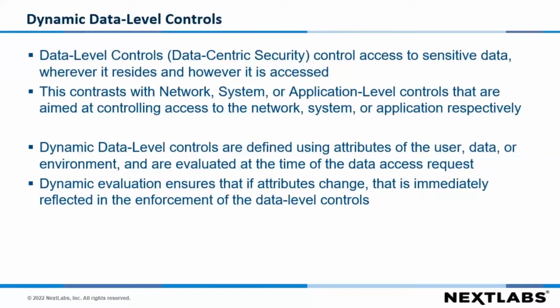So specifically, dynamic data level controls are defined using the attributes of a user, data, and environment and are evaluated at the time of the data access request, so that if any of those attributes change, that's immediately reflected, and a user that may have previously been authorized is no longer authorized as soon as those attributes change. And the opposite is true as well. Someone who was previously not authorized will be able to access data if their attributes change, and they are then authorized to access the data.